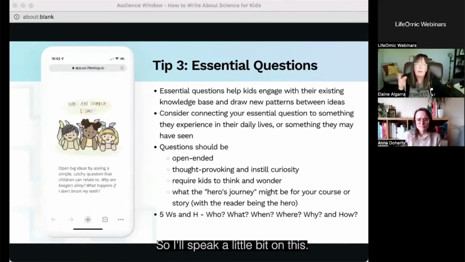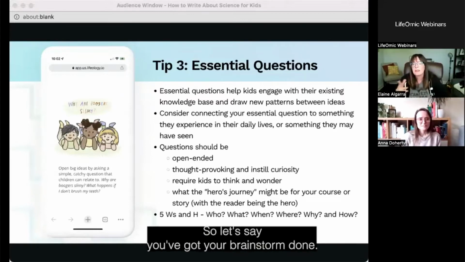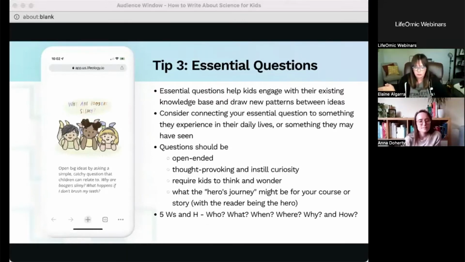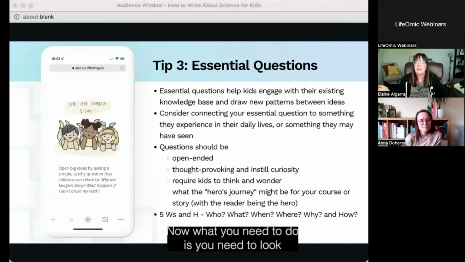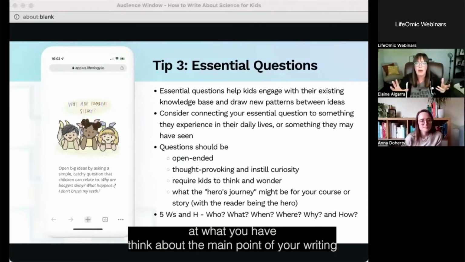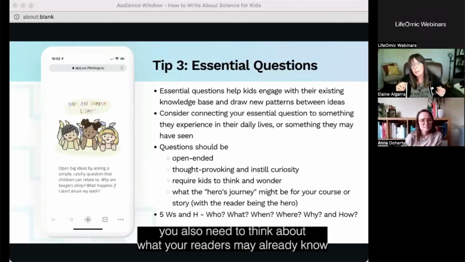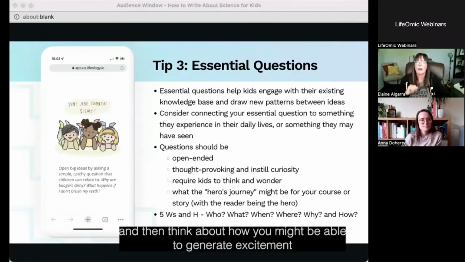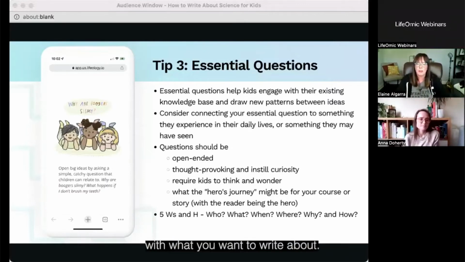So I'll speak a little bit on this. Let's say you've got your brainstorm done. Now what you need to do is look at what you have, think about the main point of your writing. You also need to think about what your readers may already know, and then think about how you might be able to generate excitement with what you want to write about.